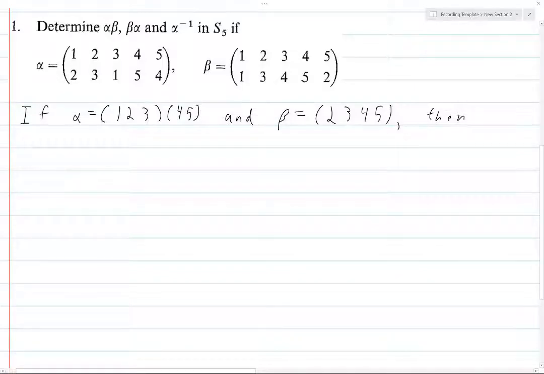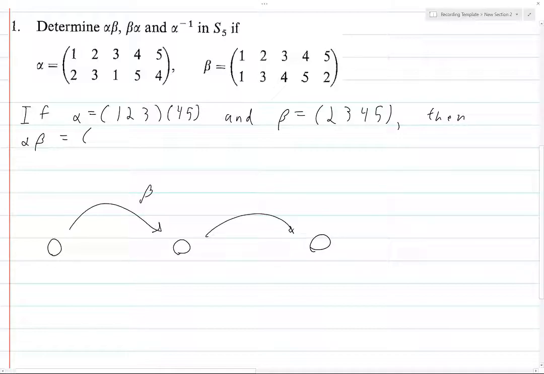Okay. So what's alpha beta? Now remember this is a permutation, and so it goes from right to left. When you send a number through alpha beta, it first goes through beta and then goes through alpha. So it's kind of backwards. But anyways, let's think through this. What happens to 1? Beta will send 1 to 1. So you start here, and then you go through beta, then you go through alpha.